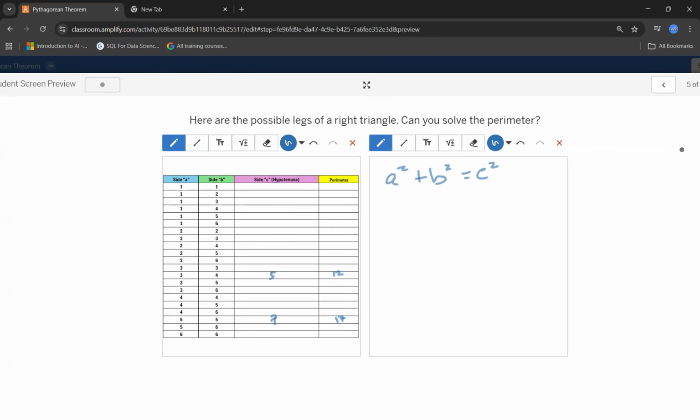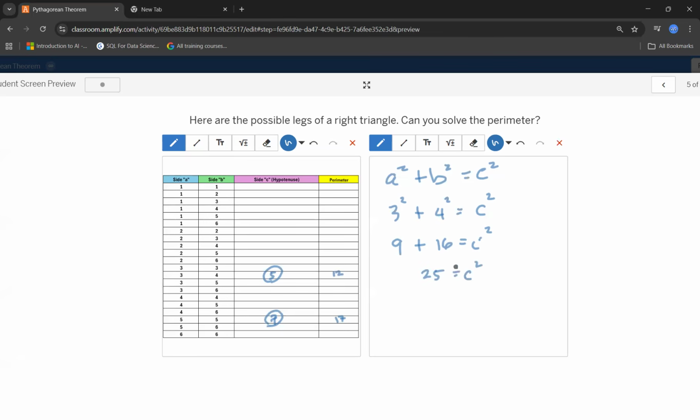So for example, we have 3 and 4. Let's see if we could get 5 or 7 later on. So our a is 3. 3 squared plus 4 squared equals c squared. We don't know the hypotenuse yet, let's say. 3 times 3 is 9, plus 4 squared, that's 4 times 4, that will be 16, equals c squared. Now, what is 9 plus 16? That's 25 equals c squared.